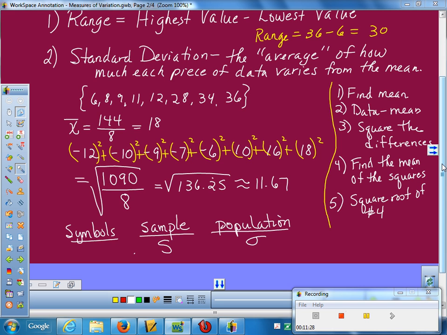You find the mean, and it takes several steps. Find the mean, you have to subtract every number from the mean. So you're going to get 8 data minus mean. Take the data, we did 6 minus 18, 8 minus 18, 9 minus 18. We subtracted every number from the mean. Then we squared all those numbers. Found the mean of them by adding them up and dividing by 8. And then lastly, we square rooted it.